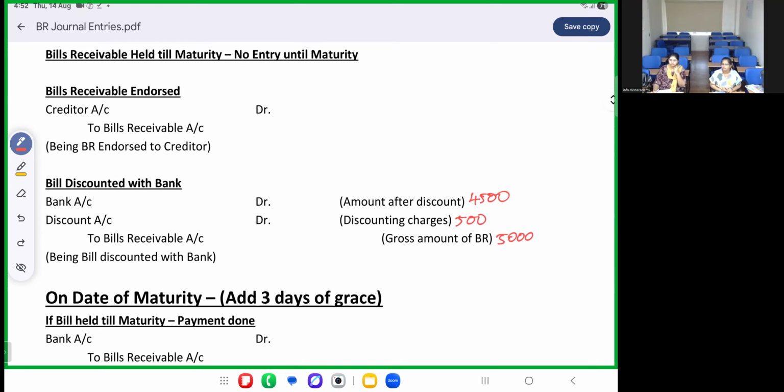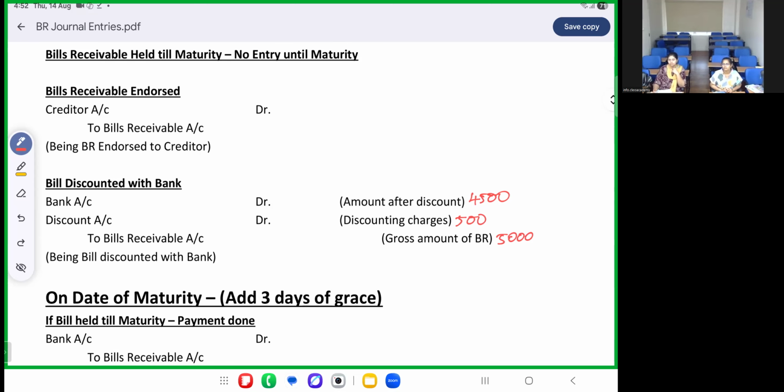Why discount is debited? Because it is our expense. Discount is our expense. Bank we have received 4,500 rupees. Discount is our expense, 500 rupees expense. To bills receivable amount 5,000 we have closed and we have got the money. Any doubt?